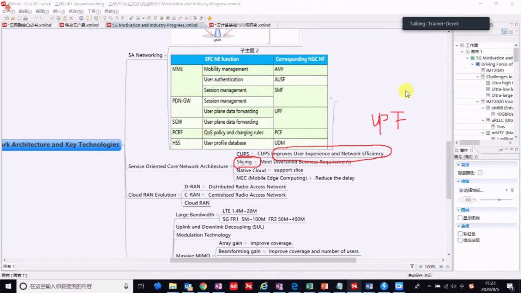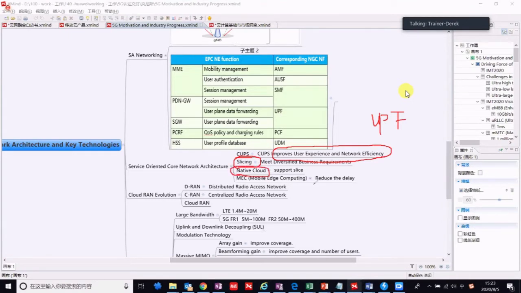This is a slice. And for something like V2X or remote control, we need URLLC. We can cut a slice to meet this requirement. And the functions can be programmable, and can meet this kind of service. This is slicing.